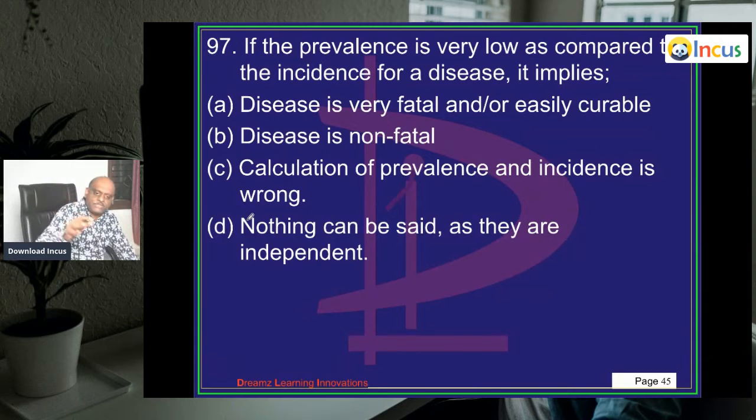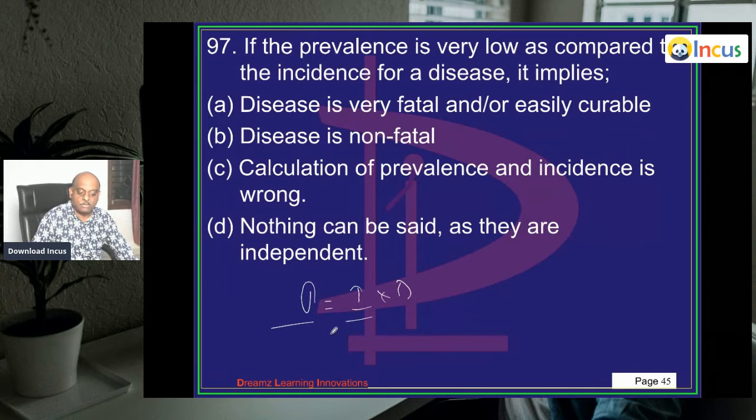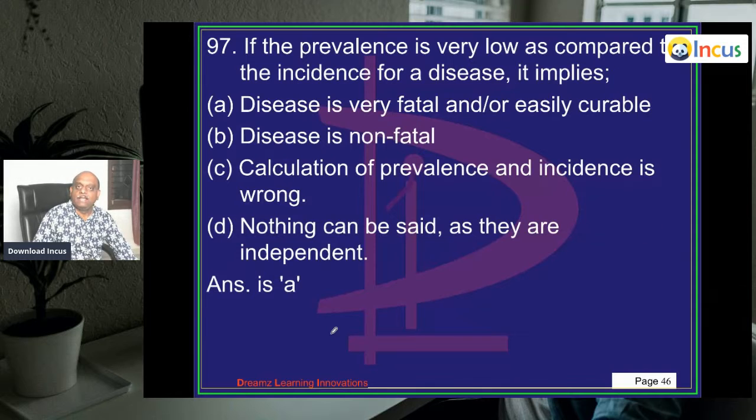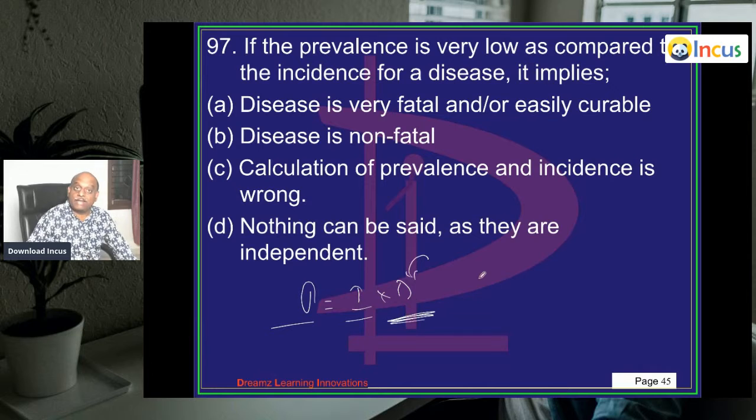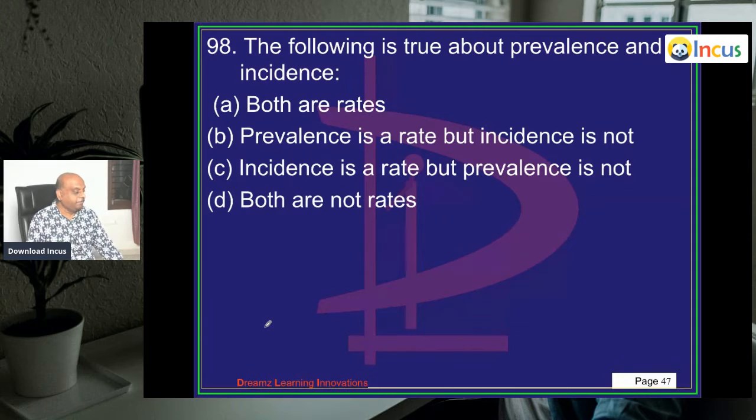If the prevalence is very low compared to the incidence, it means, since prevalence is equal to incidence into duration, that the disease is very fatal, everybody is dying, or easily curable, so that there are no more cases. So that makes the prevalence come down. The moment the duration of the illness decreases, the prevalence also will come down, is what you need to remember.